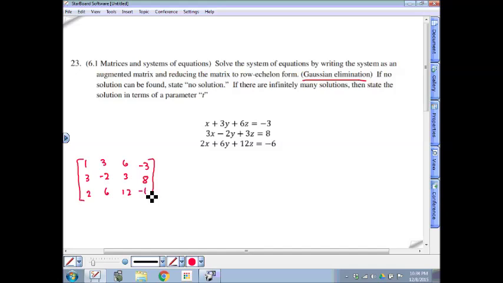And then use row operations to reduce this into row echelon form. Remember, that's where you have 1, 1, 0, 0, 1, 0, and a 1. So we already have a 1 here, which is nice. The next task then would be to get a 0 and a 0.